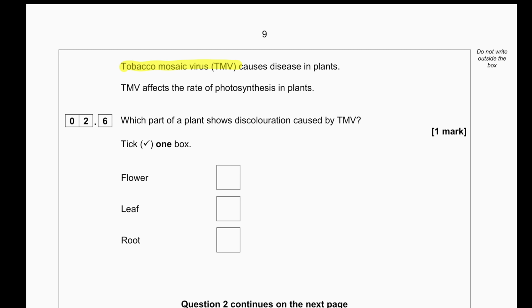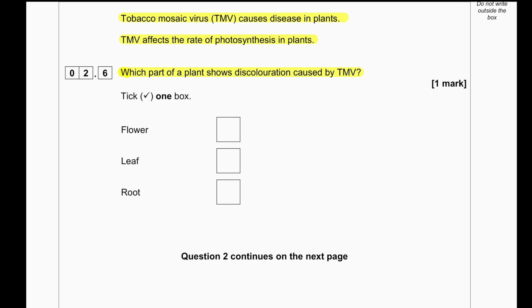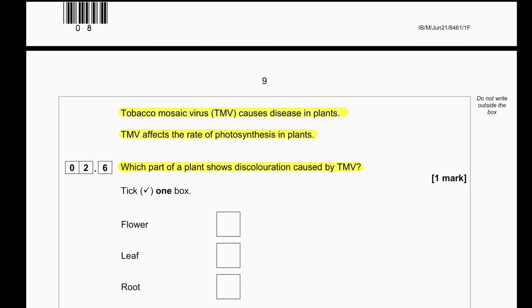Tobacco mosaic virus, TMV, causes disease in plants. TMV affects the rate of photosynthesis in plants. Which part of a plant shows discoloration caused by TMV? Since there is a hint in this question, we can see that this is a disease in plants and it decreases the rate of photosynthesis. Photosynthesis is done by chlorophyll or chloroplast.